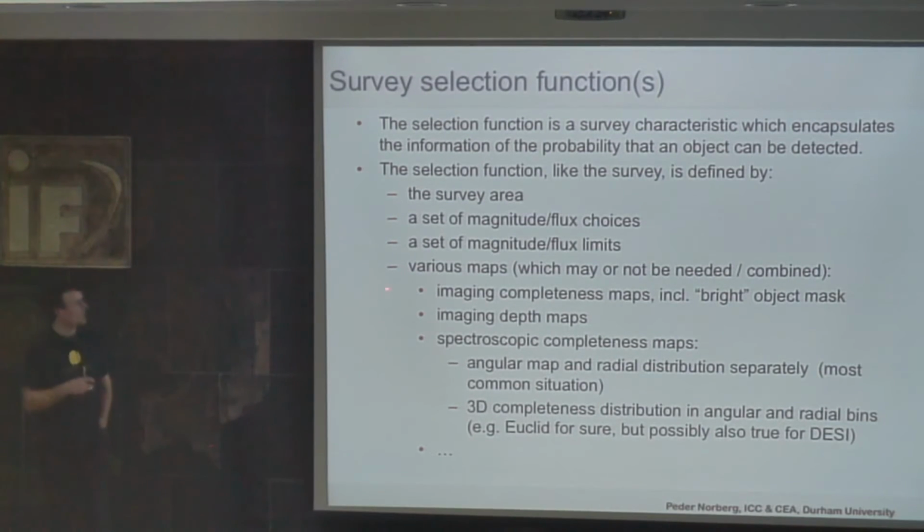This is where you, as somebody analyzing the data, need to worry about these things. So you have the imaging completeness maps, including bright object masks. For example, is the imaging complete? Is my imaging able to detect all the objects which should have been there in ideal conditions? Then imaging depth maps. In one sense, is the imaging sufficiently deep everywhere?